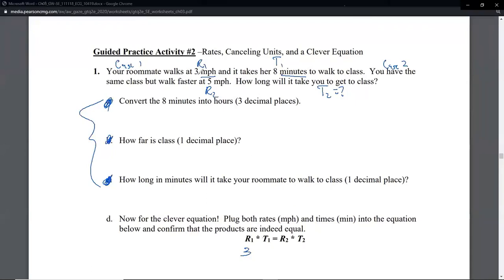So I'm not going to even put the units, just the 3. The T1 was the 8, so that's times 8 equals the R2. We know it's 5, but we don't know the T2. That's our unknown. Well, 3 times 8 is 24, so that's 24 equals 5T2. You're then going to divide both sides by 5.